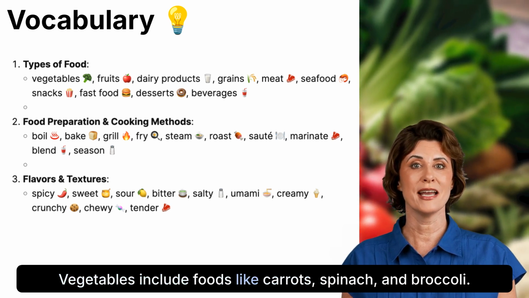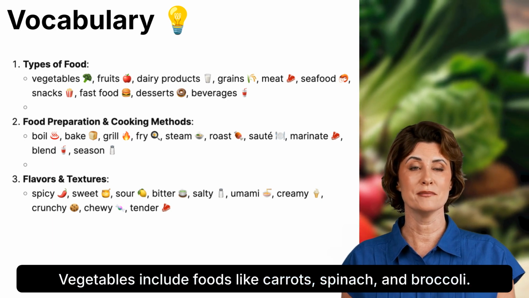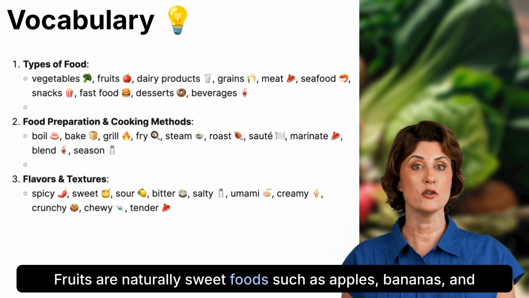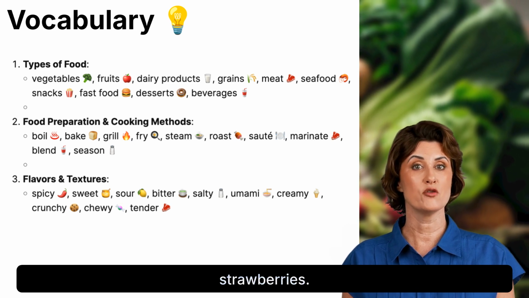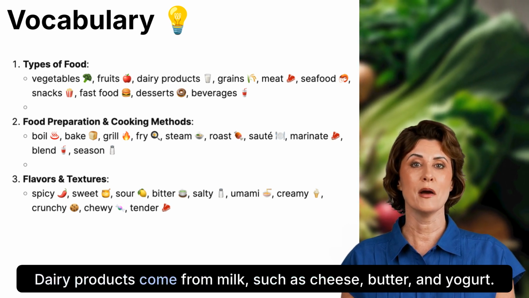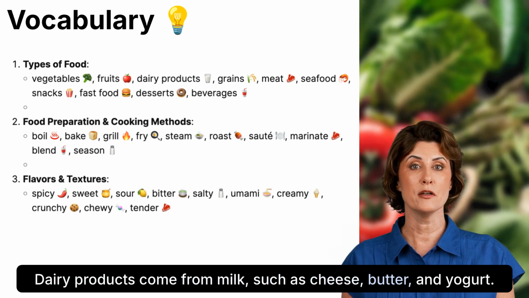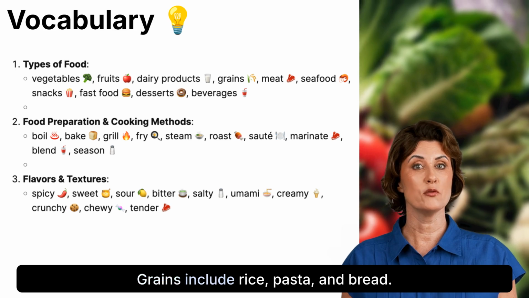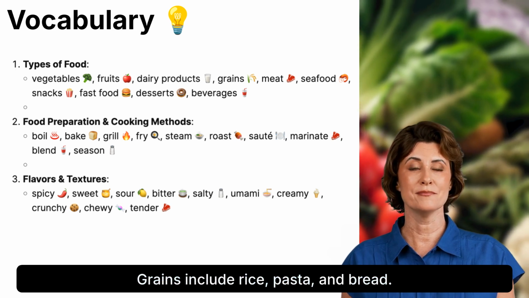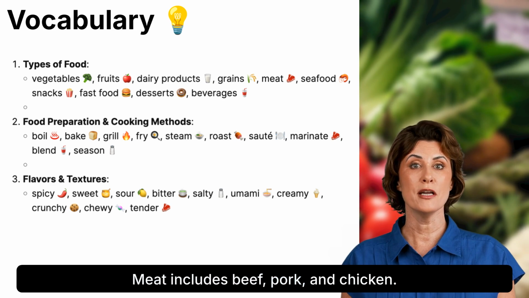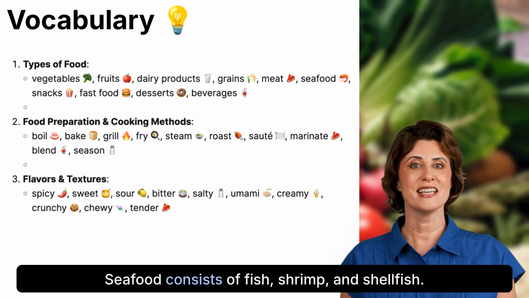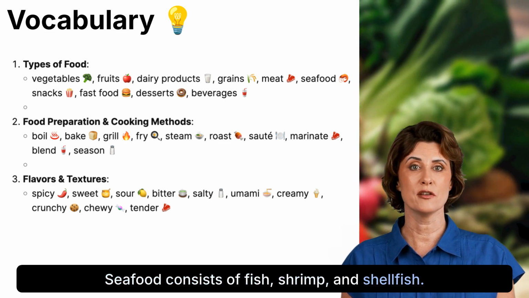Vegetables include foods like carrots, spinach, and broccoli. Fruits are naturally sweet foods such as apples, bananas, and strawberries. Dairy products come from milk, such as cheese, butter, and yogurt. Grains include rice, pasta, and bread. Meat includes beef, pork, and chicken. Seafood consists of fish, shrimp, and shellfish.